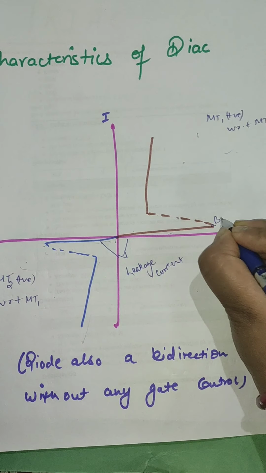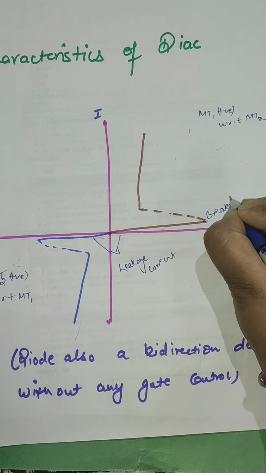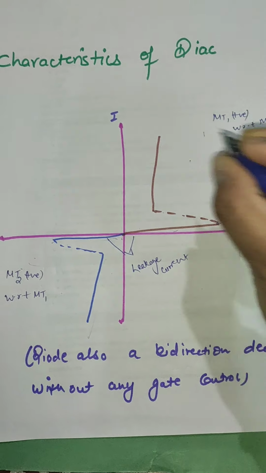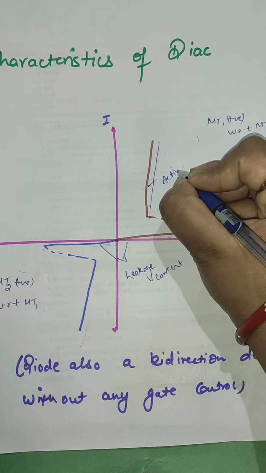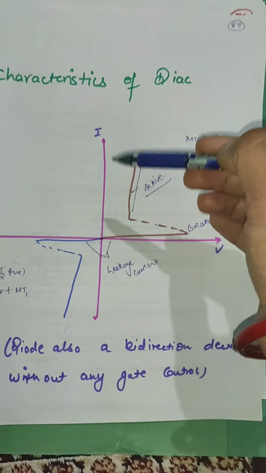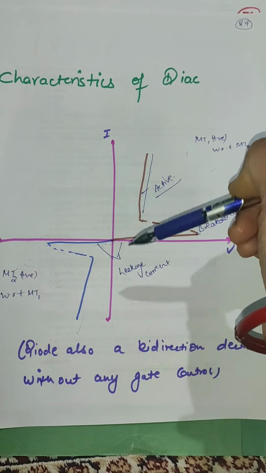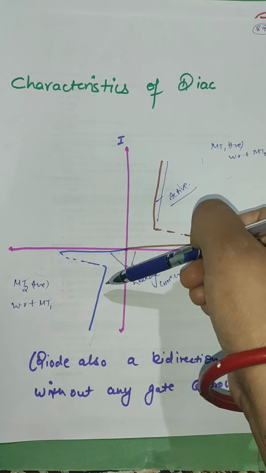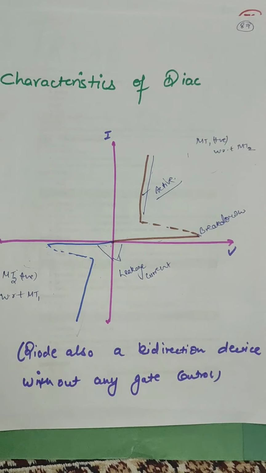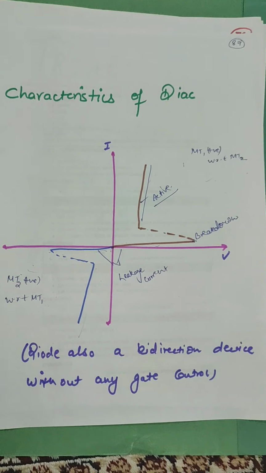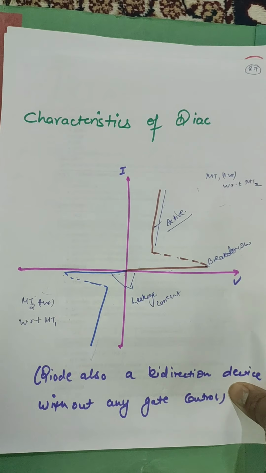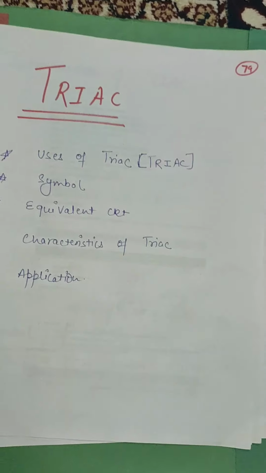This is the breakdown region, and this is the active region, we can say. There is no region, but a small sudden current will be there, and here the sudden current will be in the negative direction. So the diac is also a bidirectional device without any gate current. So this is a diac.